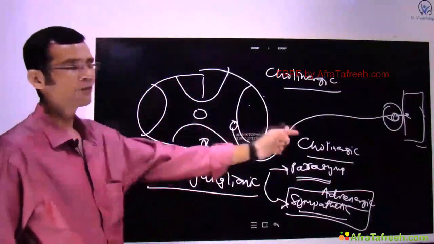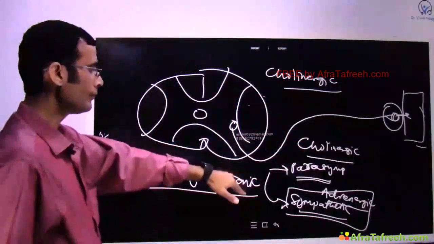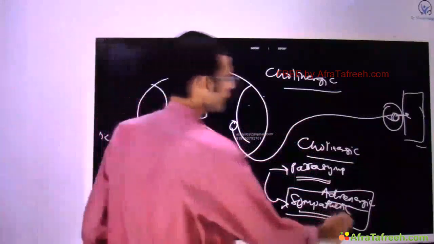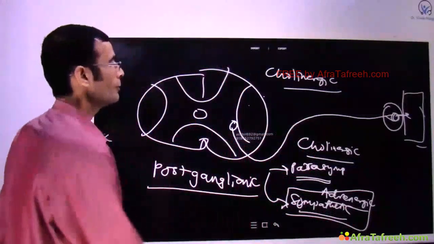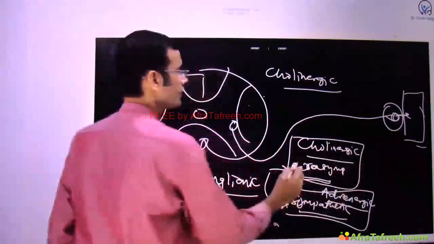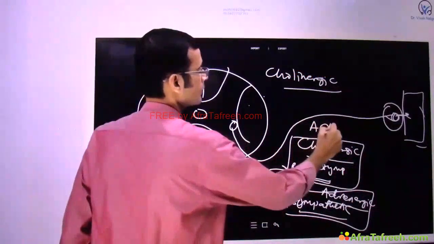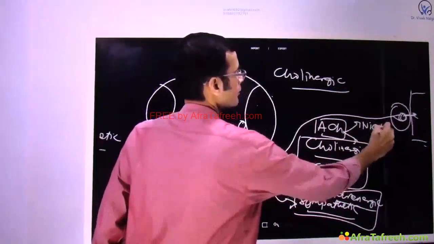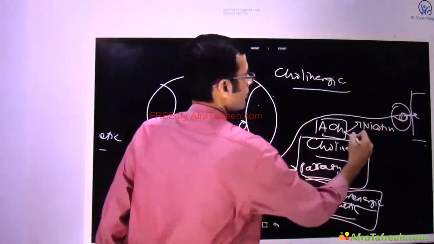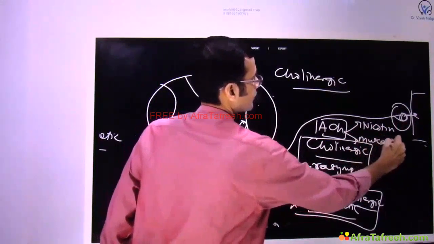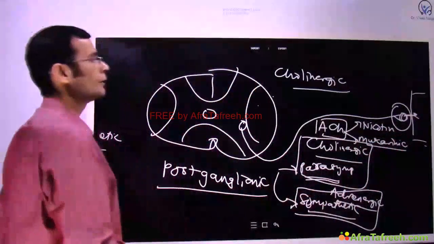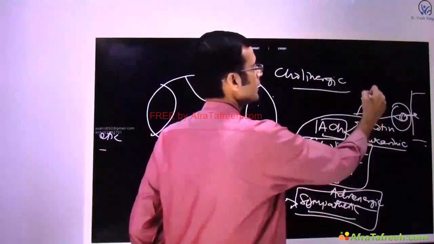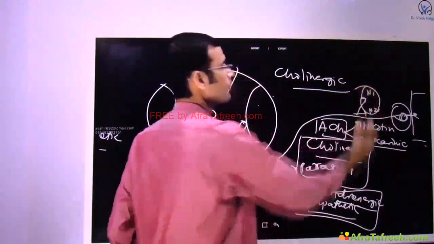However, ganglionic transmission is cholinergic transmission, and so far as the receptors are concerned, for acetylcholine and for the parasympathetic nerves, there are 2 types of receptors, nicotinic receptors and muscarinic receptors. Nicotinic receptors are of 2 varieties, mainly N1 and N2.